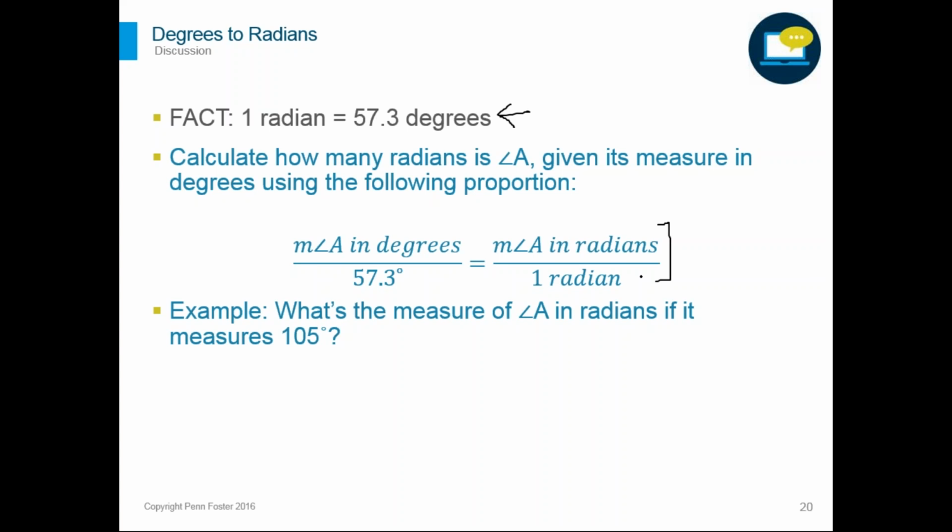Let's do the question. What is the measure of angle A in radians if it measures 105 degrees? What do you think? We're going to use that proportion. So the proportion again calls for factual information.